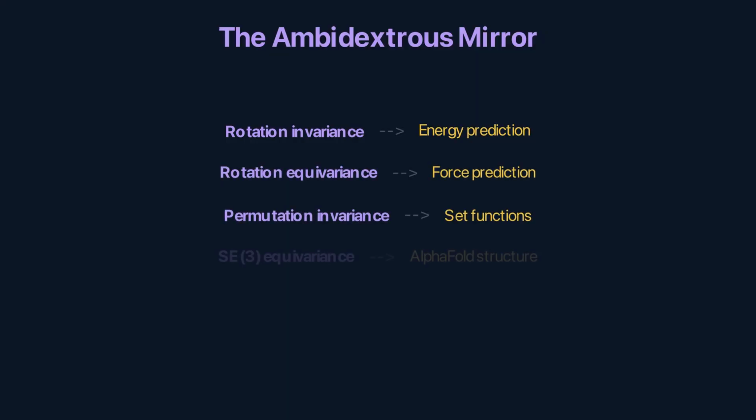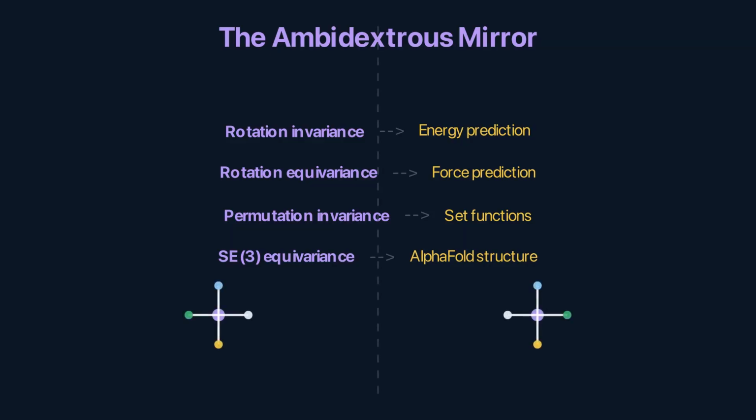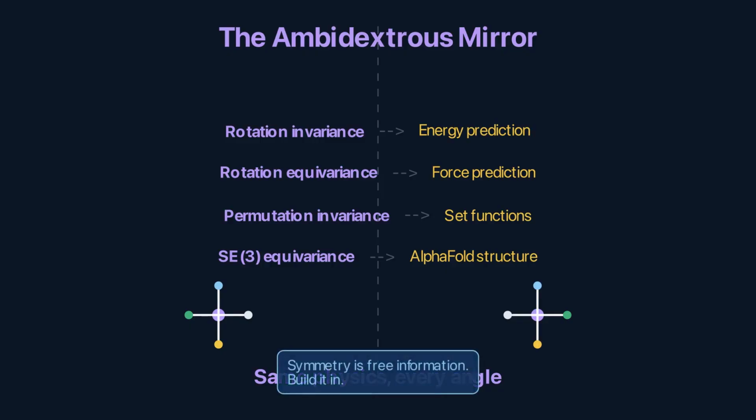Build rotation invariance into energy prediction. Build rotation equivariance into force prediction. Build permutation invariance into set functions. The AlphaFold structure module works because it respects SE3 equivariance. The ambidextrous mirror sees the same physics from every angle. Geometric deep learning guarantees the network does too.